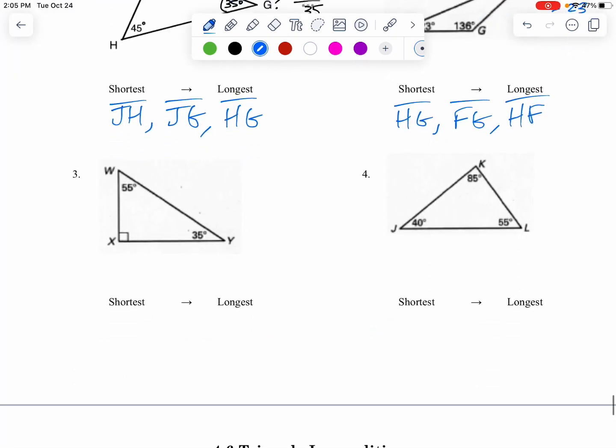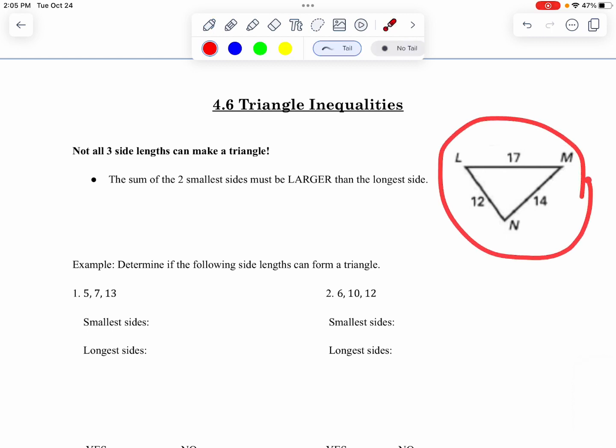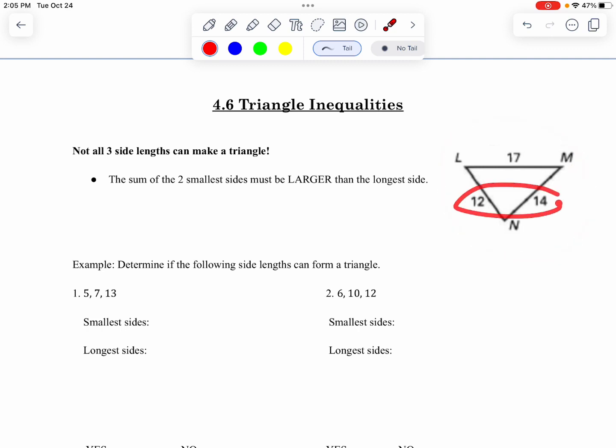Brilliant. That's how we're going to put those in order. Now let's talk about one more thing. Did you know, these are going to look really similar to problems we did in class yesterday, but in a triangle, the two smaller sides, these are the two smaller numbers, when you add them together, has to be bigger than the third side. Did you know that? How do I write that in math?